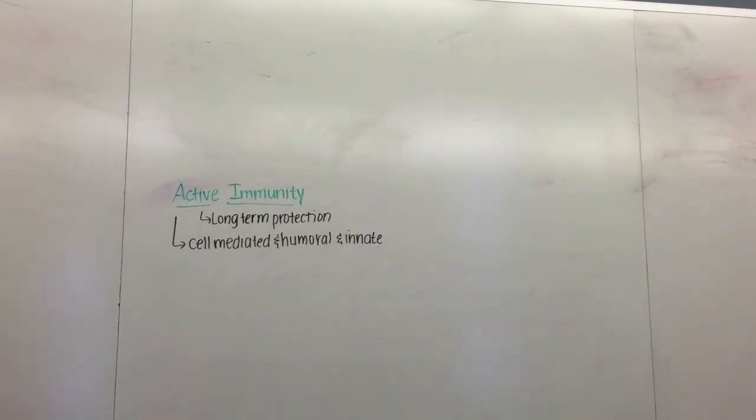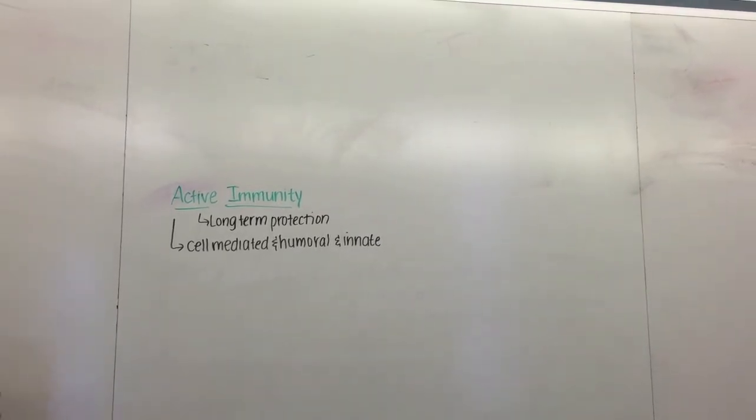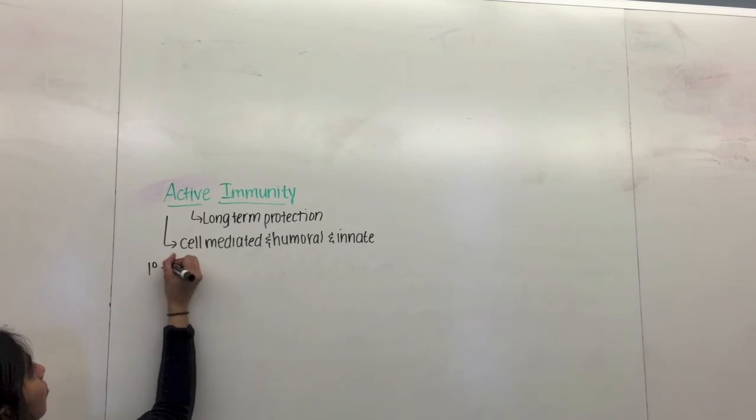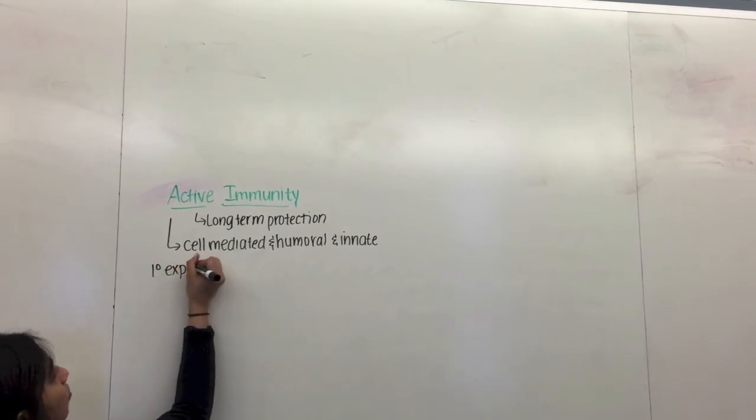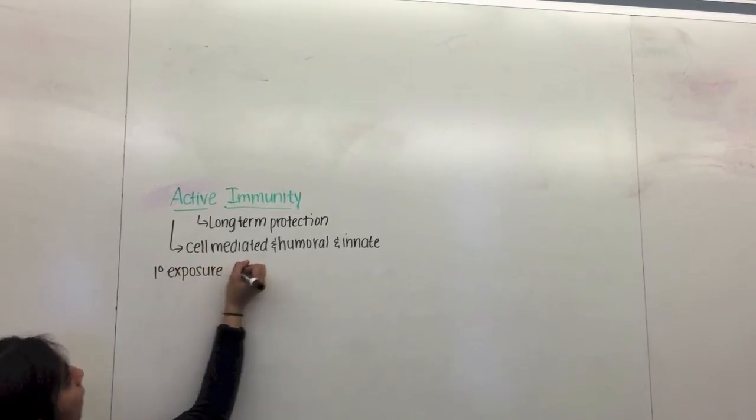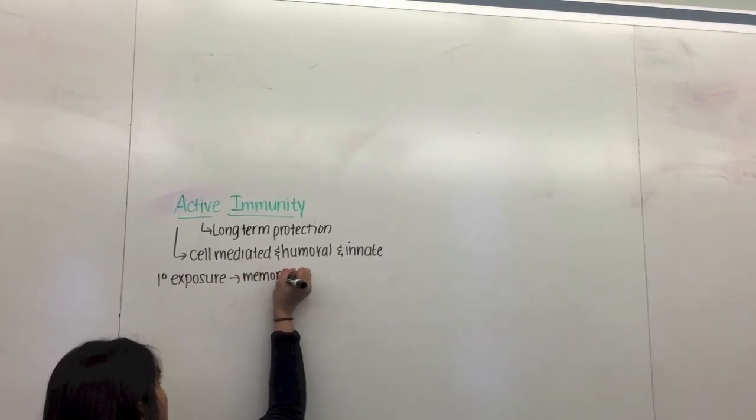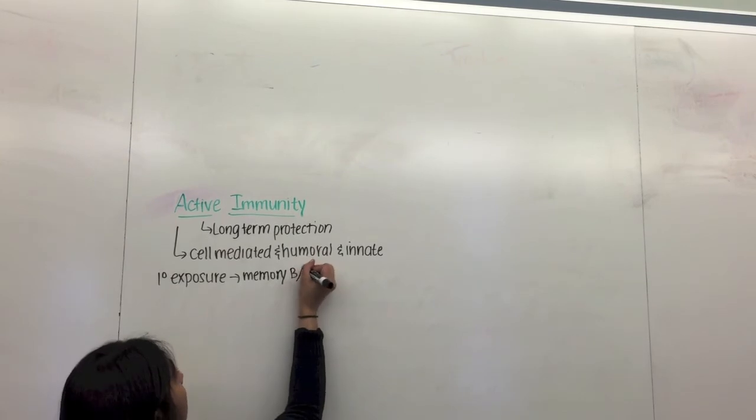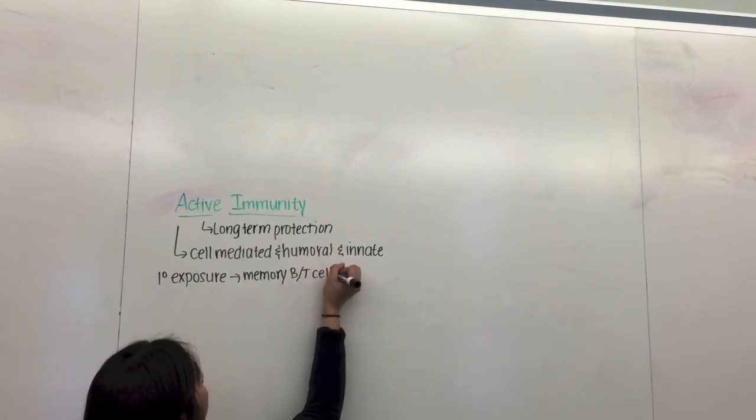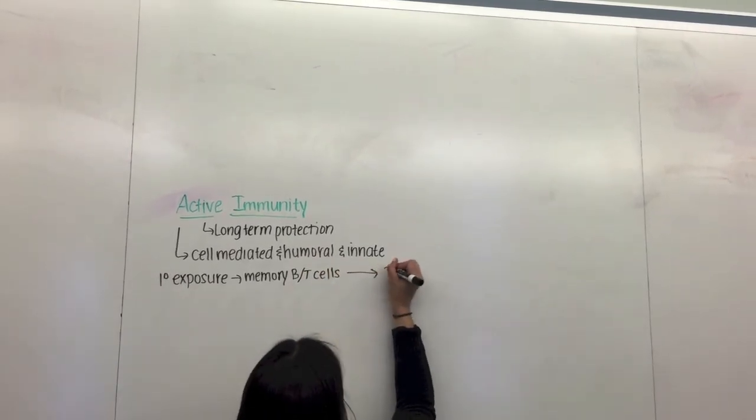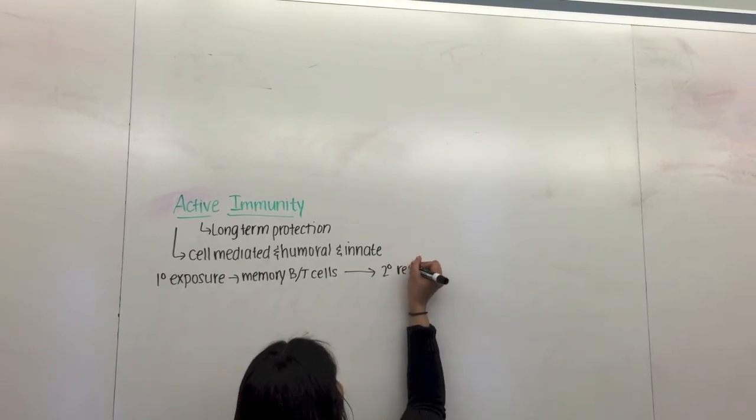Initially, with a primary exposure, B cells and T cells are activated by a pathogen, resulting in memory B cells and T cells developing. Throughout a person's lifetime, these memory cells will remember each specific pathogen encountered and are able to mount a strong secondary response if the pathogen is detected again.